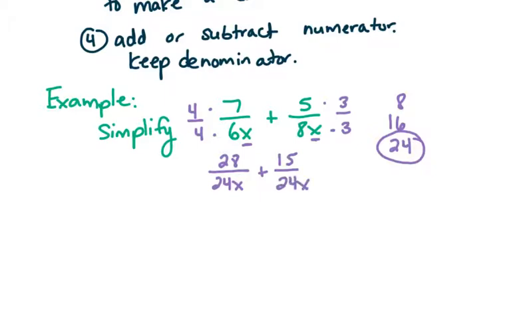And now I have a common denominator. So that is going to go on the bottom, and then I'm just going to add 28 plus 15. So 43 over 24x. And I am done with that problem.